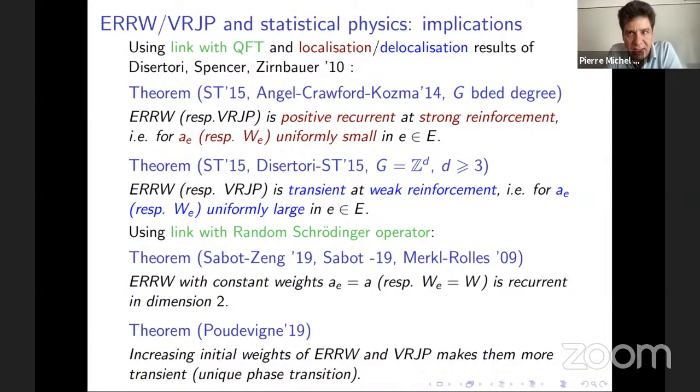Now that I've stated all these consequences, let me mention that there is a paper of Angel, Crawford and Kozma, published in 2014, which shows recurrence under more or less the same assumption as the first theorem I stated, which is strong reinforcement, but without using that limiting measure. I intended to give you the proof, but I really won't have time.